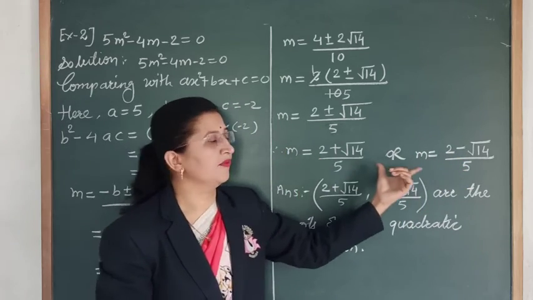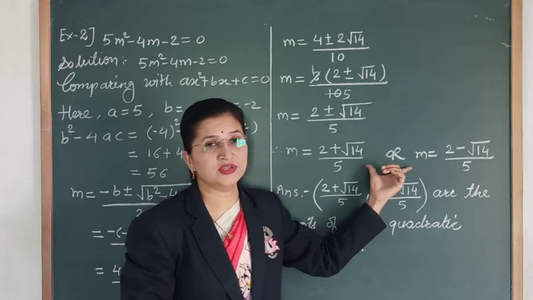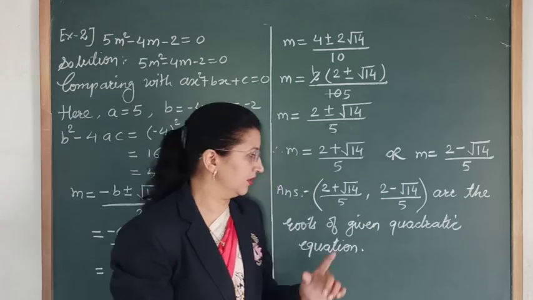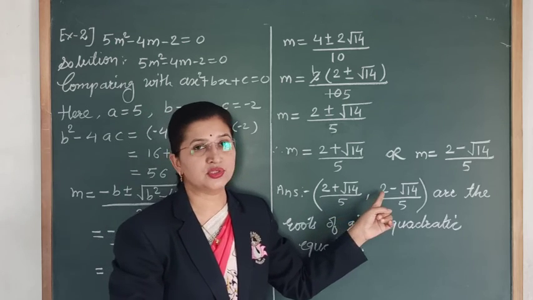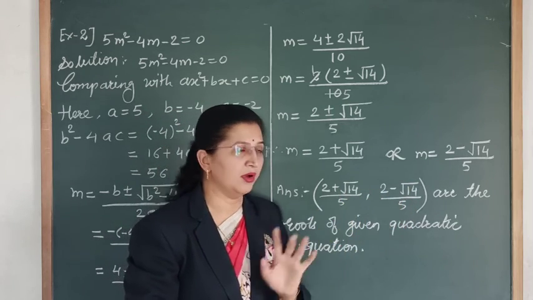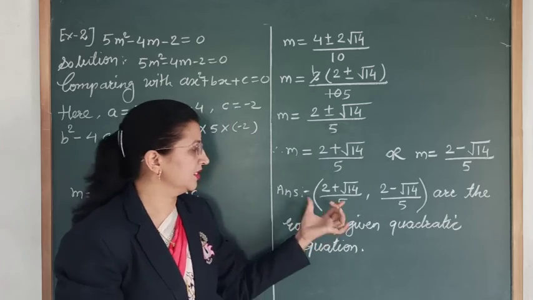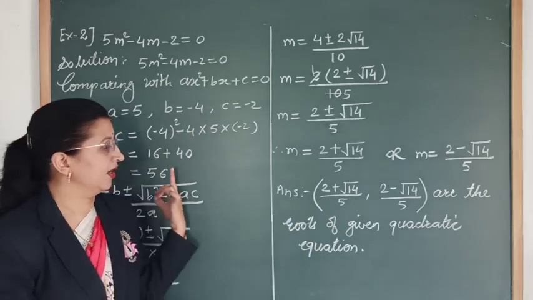So in this way we got the two roots for the given quadratic equation. The roots are 2 plus root 14 upon 5 and 2 minus root 14 upon 5. Okay. So these are the roots of the given quadratic equation.